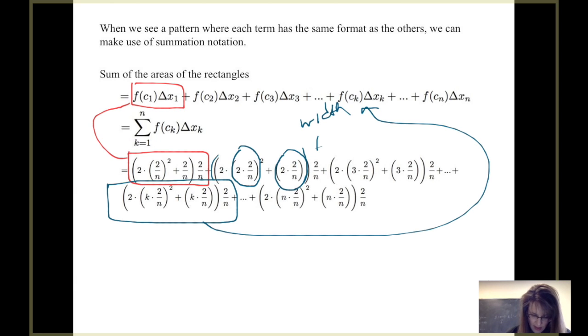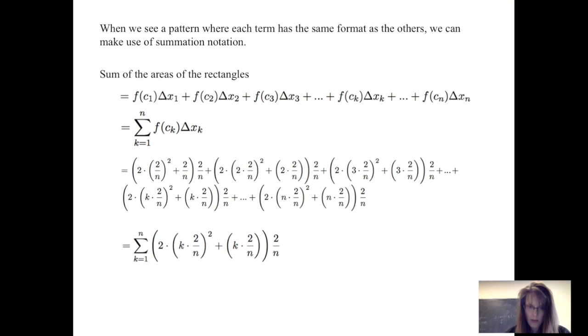So when I see that pattern, I can rewrite this sum more explicitly as the sum from k equals 1 to n of 2 times k times 2 over n squared plus k times 2 over n, times 2 over n. And this looks like a little bit neater package, a little bit more closed form.